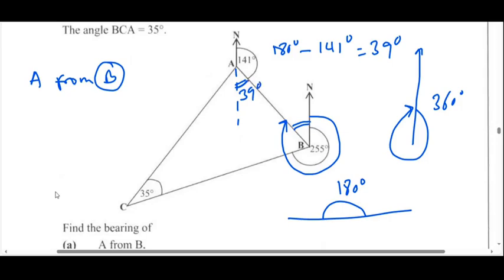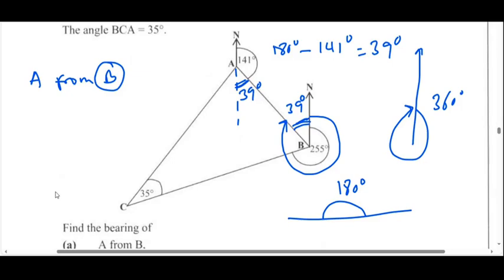So this angle which is right here is alternating to this angle right here. So even here we are going to have 39 degrees because we have the north here on top and the north at B. These two norths are parallel to each other. So that's why we have alternating angles.